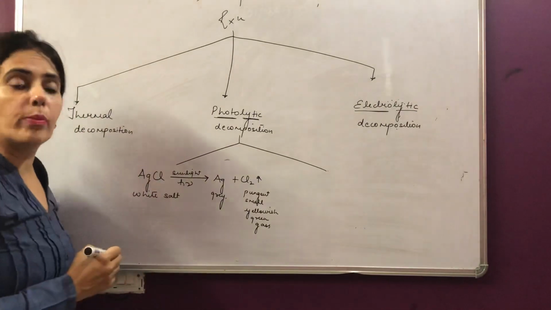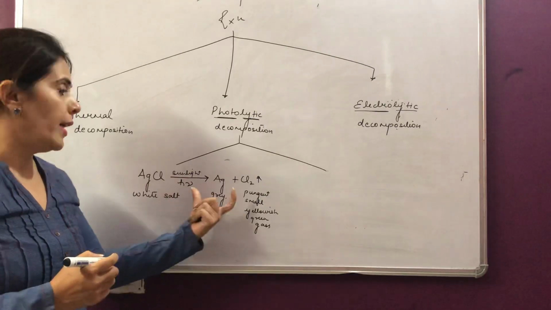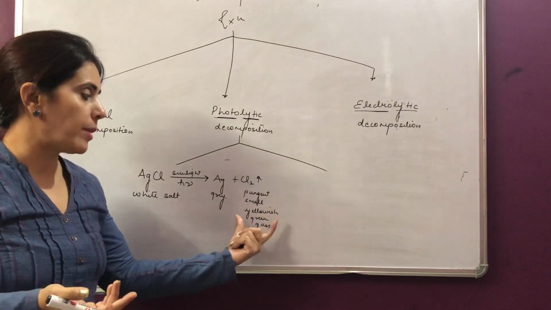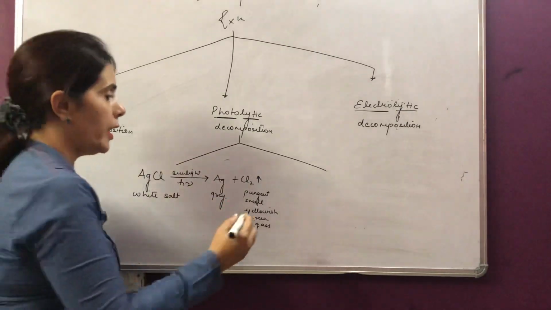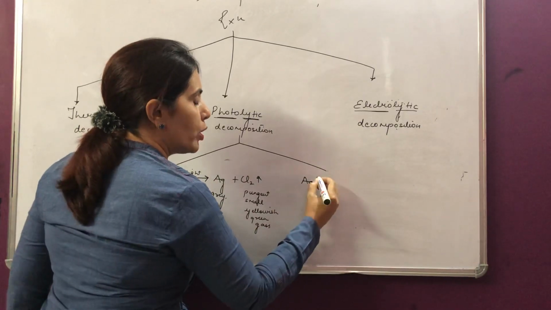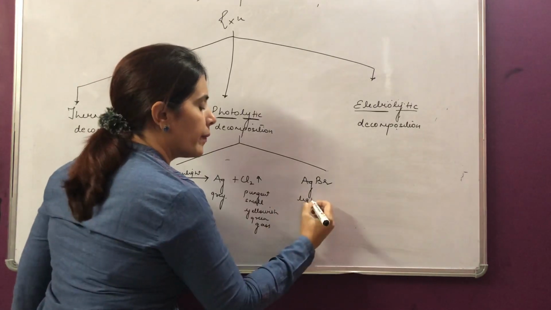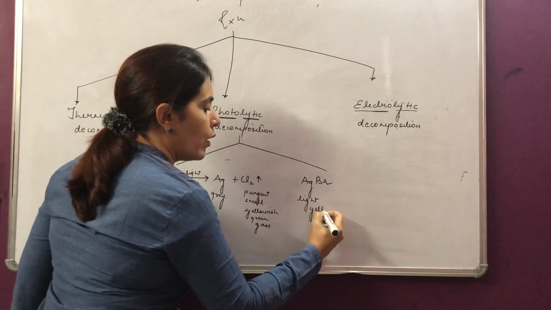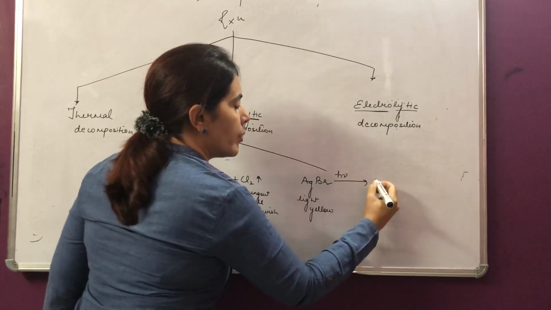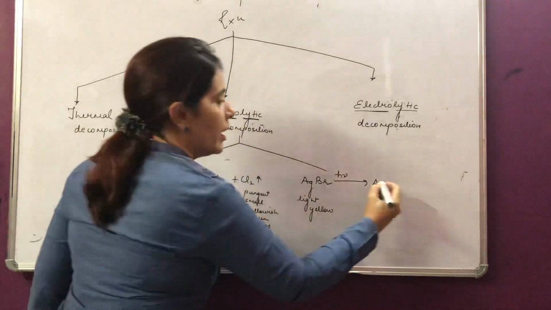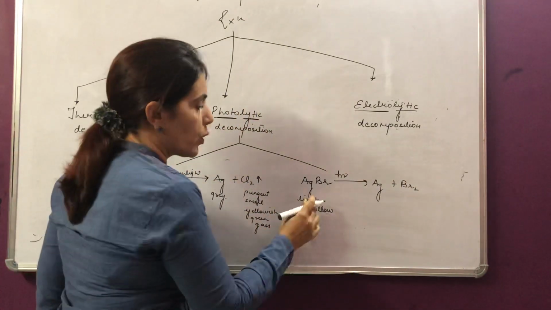So I told you all that the observations are very important. AgCl is a white salt. On keeping in sunlight, chlorine evaporates as a pungent smelling yellowish green gas and the left out powder is grey colored silver. Similarly, another example is AgBr. Both the silver salts are photolytic, but this was white in color. This is light yellow in color. Again, on keeping in sunlight, it breaks up into Ag and Br2.